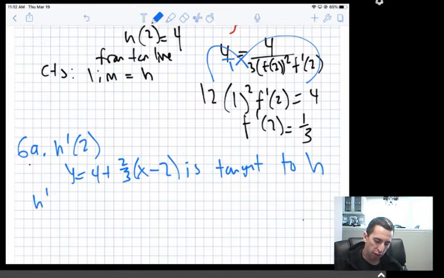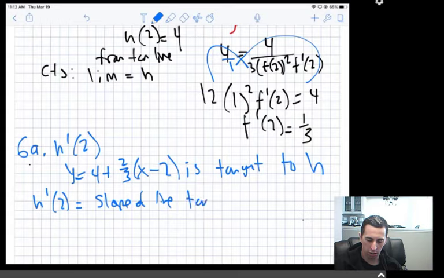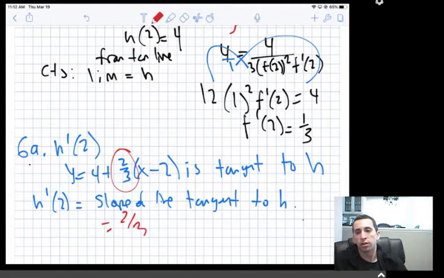So when you want to find h prime at 2, h prime at 2 is the slope of the line tangent to h. Like, that's just the definition of a derivative, right? It's the slope of the line tangent to h. So that means if you have the tangent line, the slope is just right there. So the slope is just 2/3. Like, that's how you want to address that problem. Does that make sense, Grace?